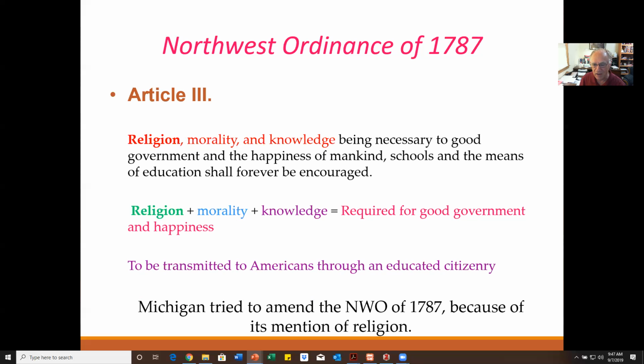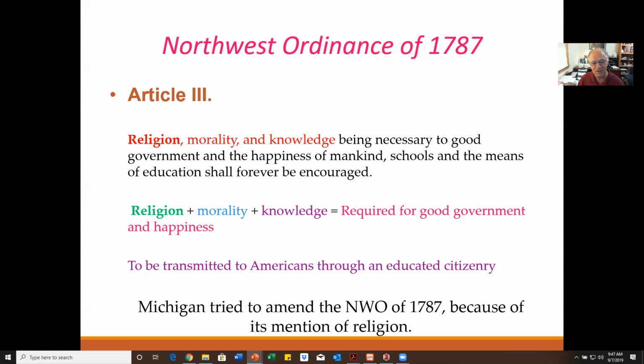Now, here's one of the interesting factoids. I believe it was 1987, the 200th anniversary of our Constitution, a Michigan school board body tried to amend the Northwest Ordinance of 200 years earlier because it mentioned the word religion, and something had changed. We learned about that last week, the attitude of the federal government toward the influence of religion.